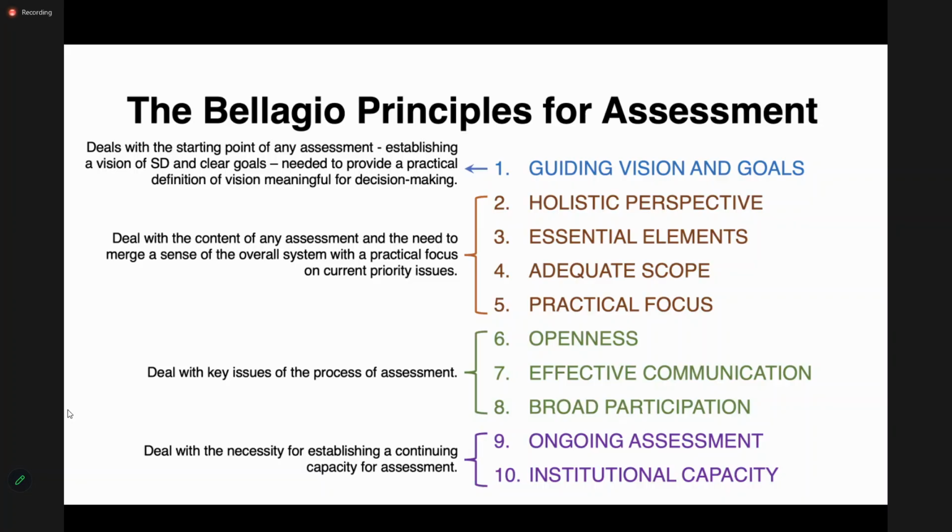And then the process of assessment needs to be open. You need to have effective communication and broad participation of different stakeholders. The final 2 principles say any assessment process needs to be ongoing. So it should be a continuous process. And you need to continuously improve institutional capacity, the skills and capacities we need for the assessment as well.